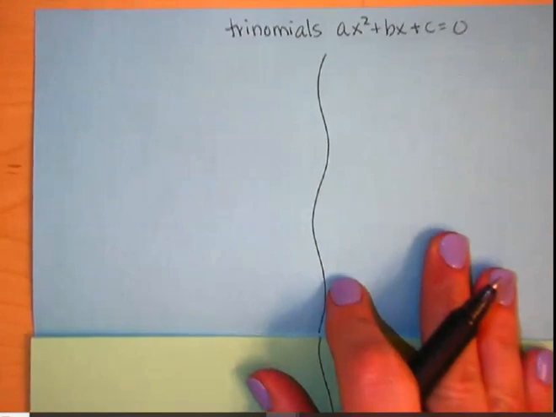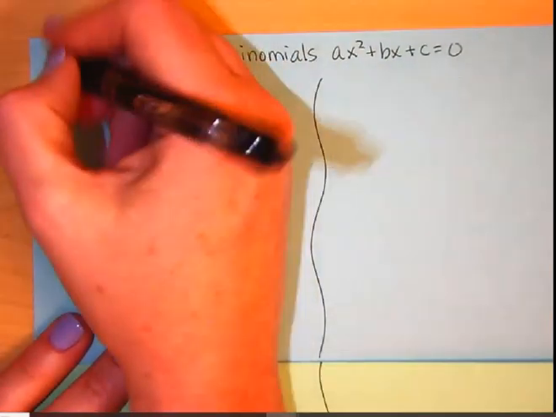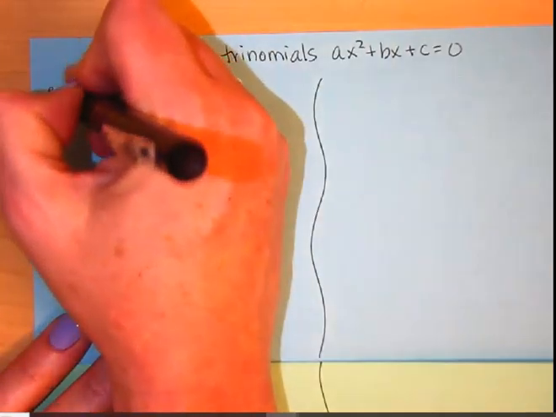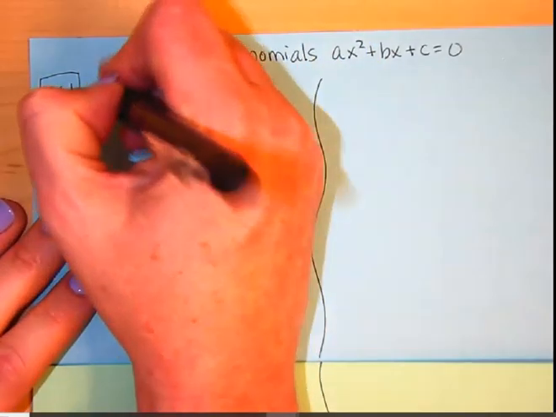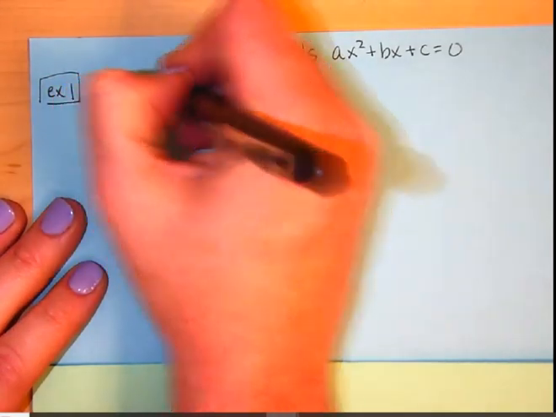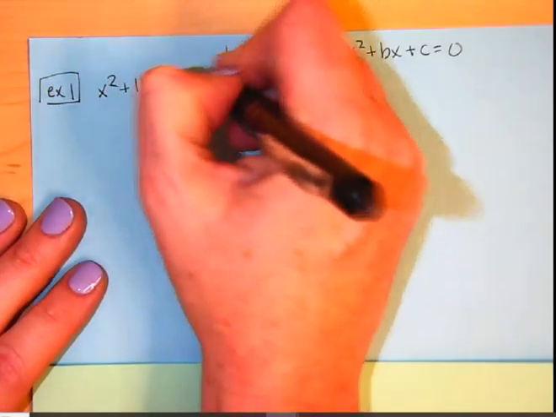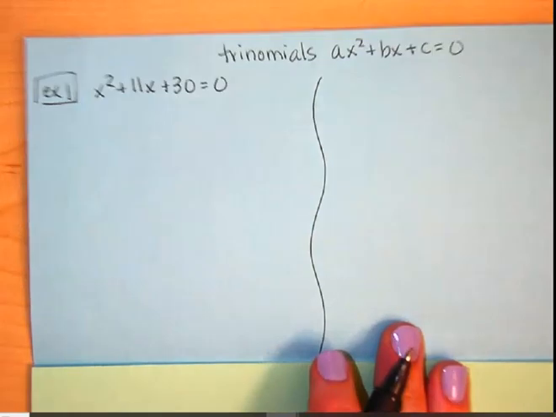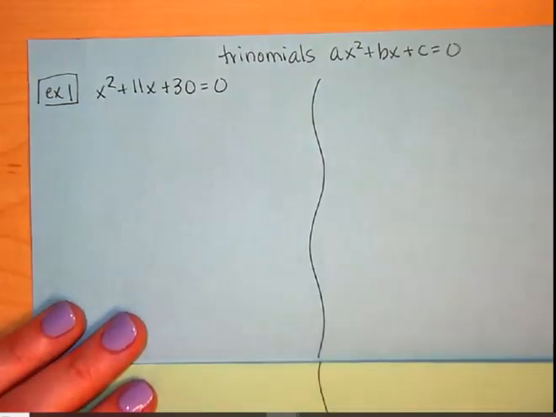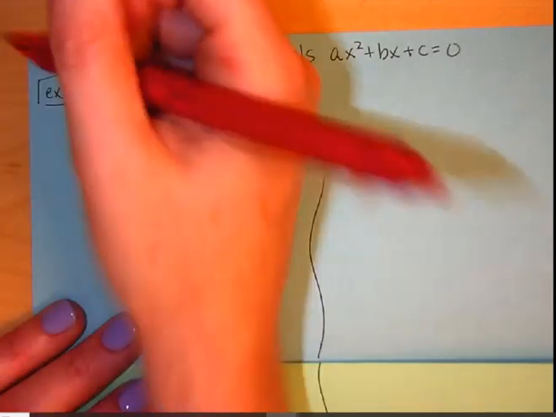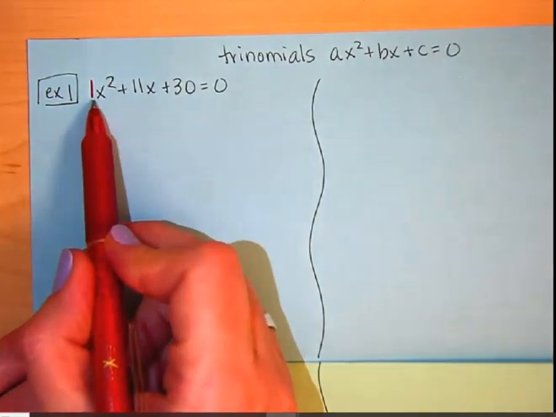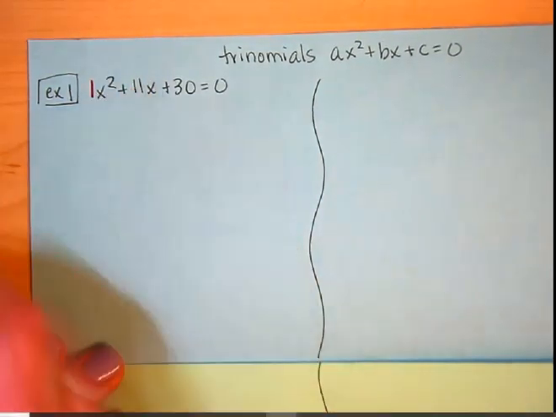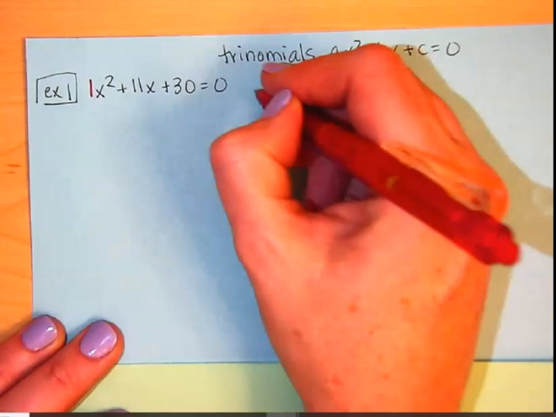So on the left, well, let me write the problem first. Example 1. x squared plus 11x plus 30 equals 0. When I say that this side is for a equals 1, I mean that the coefficient for the x squared is 1. So when that happens, we start out like this.